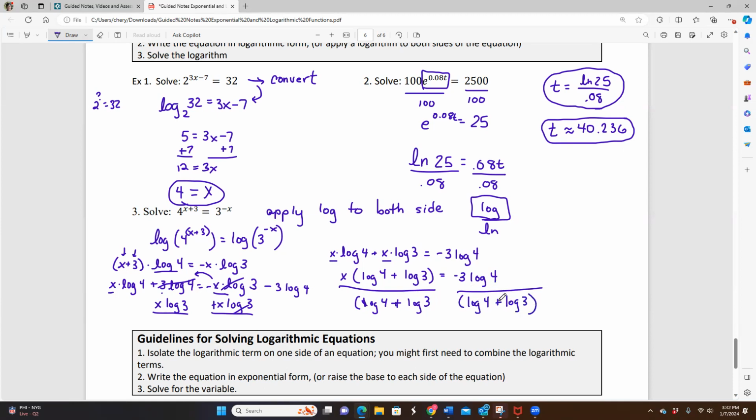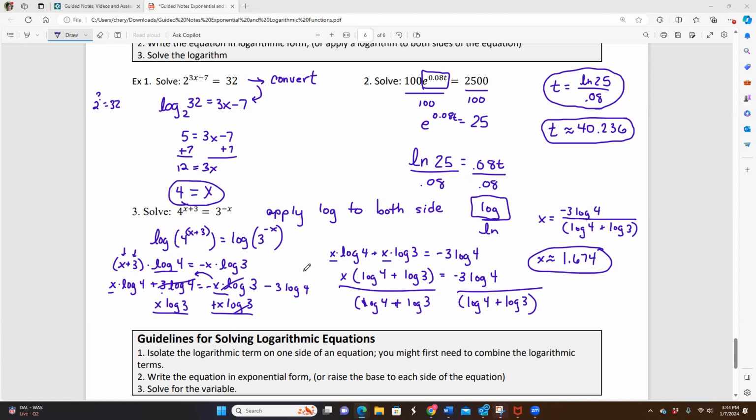You can't cancel these because this isn't being multiplied. Now, this is what we call the exact answer. So we're going to say x equals negative 3 log 4 divided by log 4 plus log 3. That's the exact answer. For the approximate answer, punch that into our calculator using the parentheses. So our approximate answer becomes x equals 1.674.